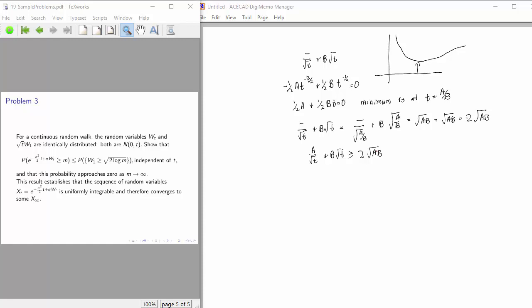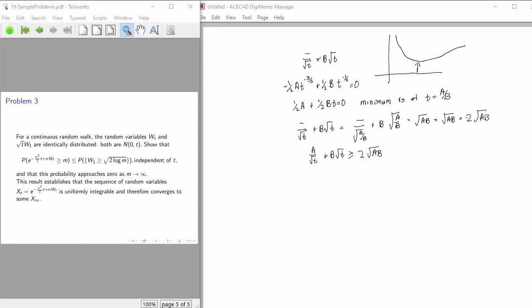What I want to show is that the probability of the quantity e to the minus sigma squared over 2 times t plus sigma times this w sub t, that the probability that that is greater than or equal to m has a bound that is independent of t, and furthermore, that as m approaches infinity, this probability goes to 0. That's sufficient to satisfy the conditions for the Martingale convergence theorem, which will show that this converges to some random variable as t gets very large.